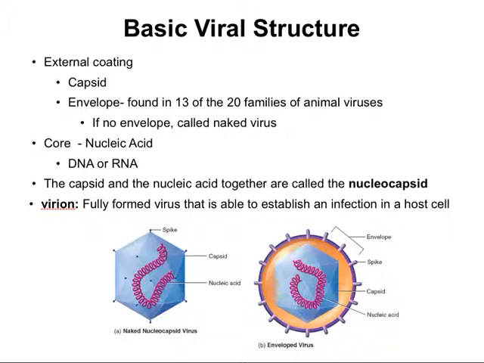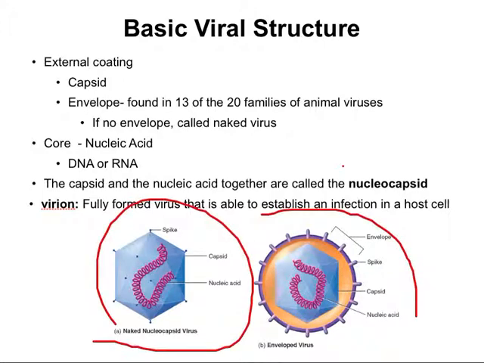As far as the core, it's a nucleic acid core, so it's either DNA or RNA. Again, that DNA can be single-stranded or double-stranded, and the RNA could also be single or double-stranded. The capsid and the nucleic acids together are termed a nucleocapsid. This is just a simple virus with no envelope. A fully formed virus that's able to establish an infection in a host cell is termed a virion. You can see in these images here an example of a naked nucleocapsid virus. And on the right, we see an enveloped virus.